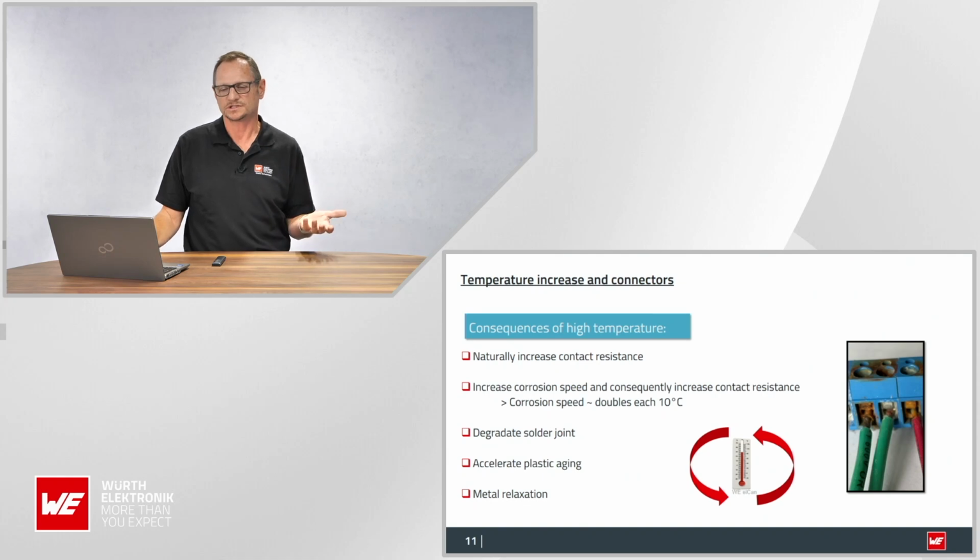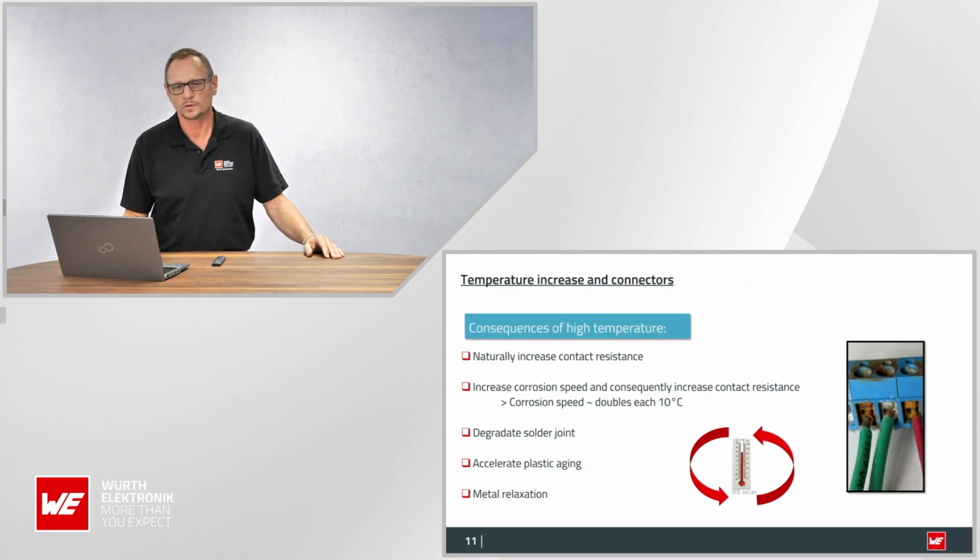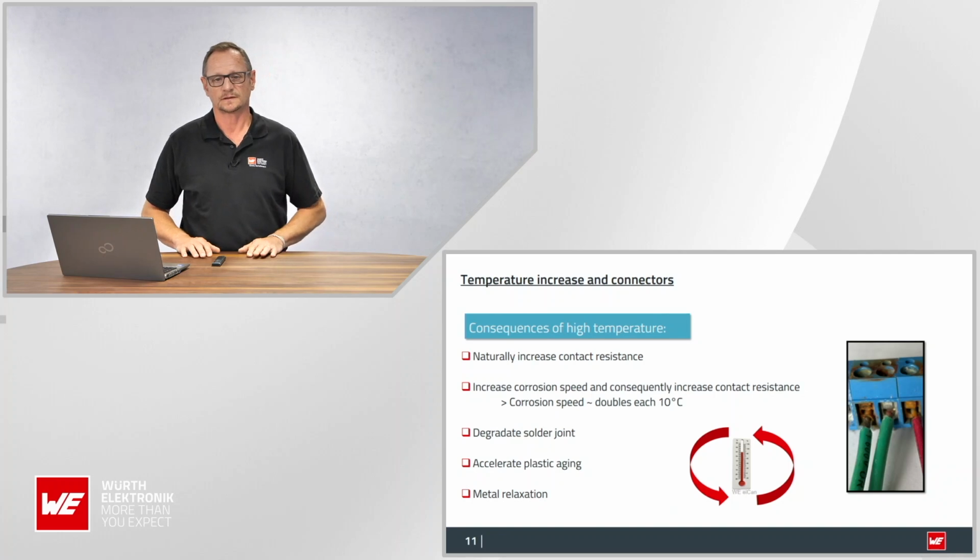Increase of the temperature also means increase of corrosion speed, especially if you have a very humid surrounding, or maybe some other substances around the connector. So corrosion speed doubles at each 10 degrees. Then, of course, if you go too hot, your solder joint may degrade, or in the worst case, it gets desoldered itself from the PCB.